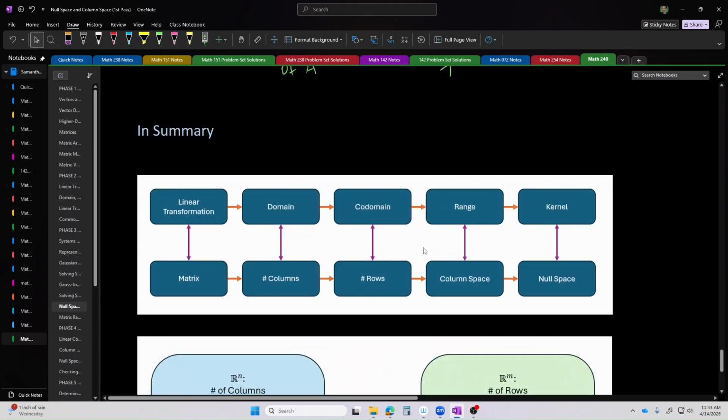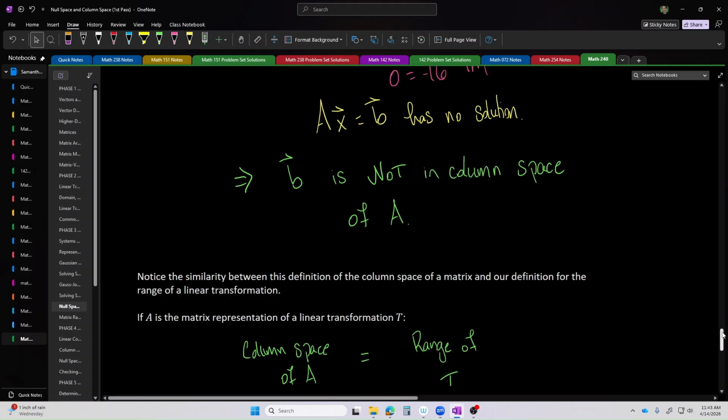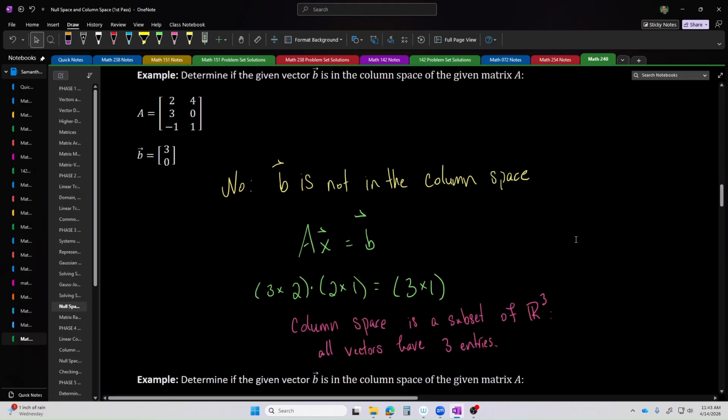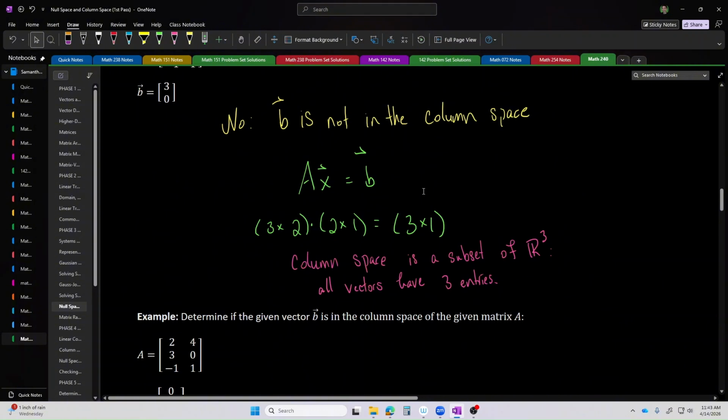Now similarly, the codomain of the transformation is determined by the number of rows of your matrix. The codomain of a transformation is the type of the outputs that are produced by that transformation. And when you're thinking about transforming vectors by multiplying by a matrix A, the type of vectors that are produced is determined by the number of rows of the matrix. If your matrix A has 3 rows, then it is producing vectors that have 3 entries. So the number of rows of your matrix determines the codomain of the associated transformation.